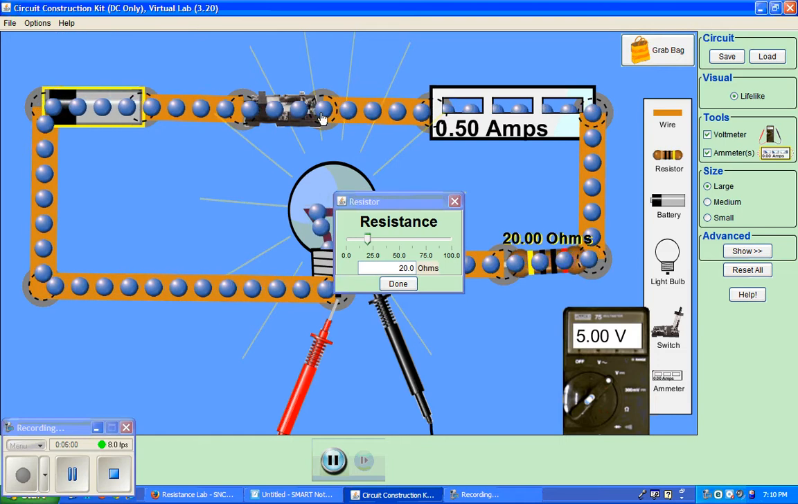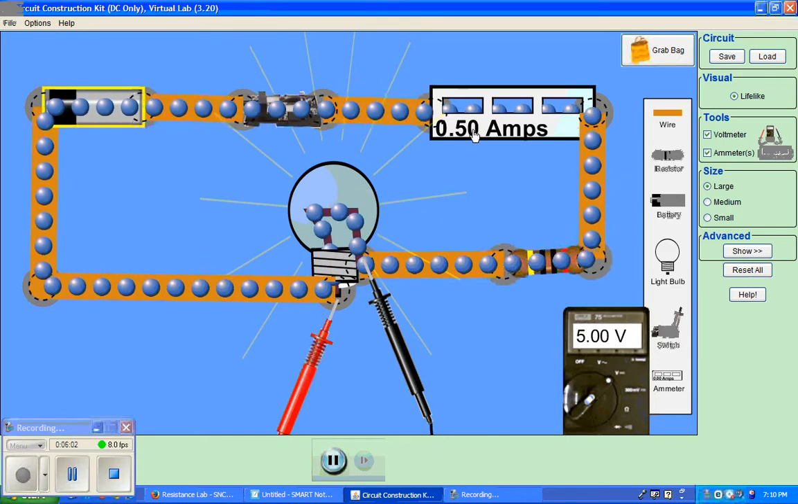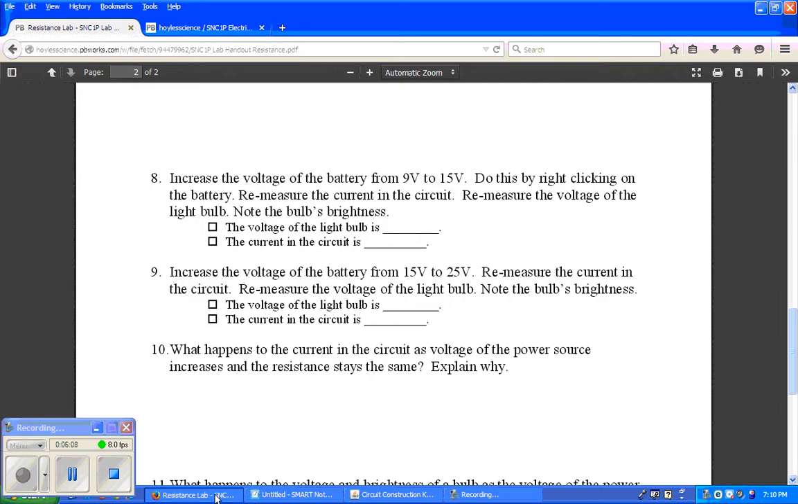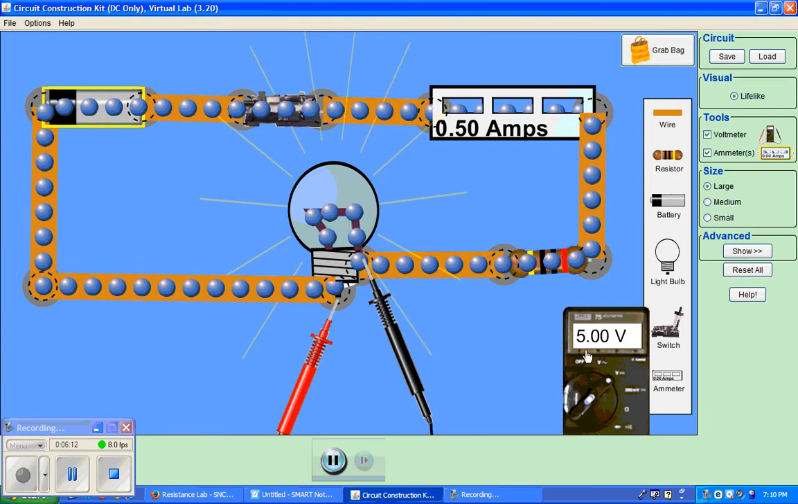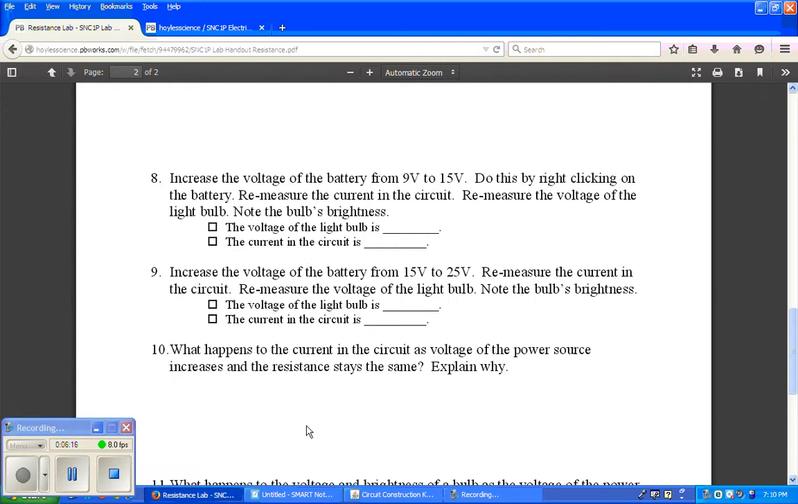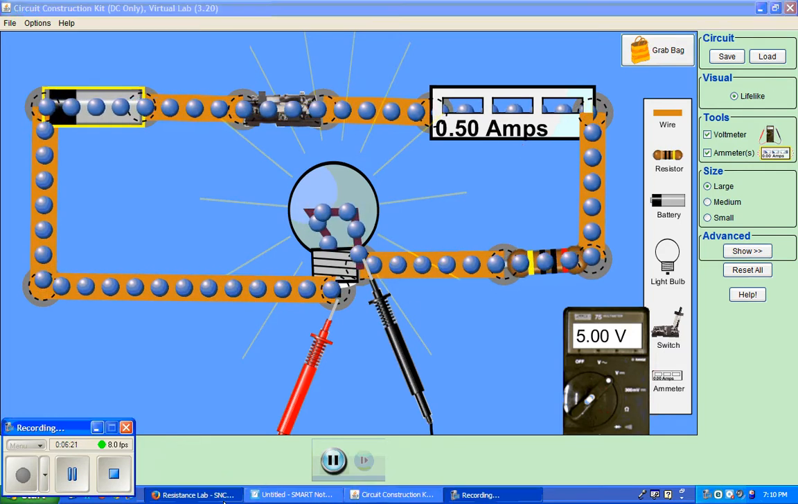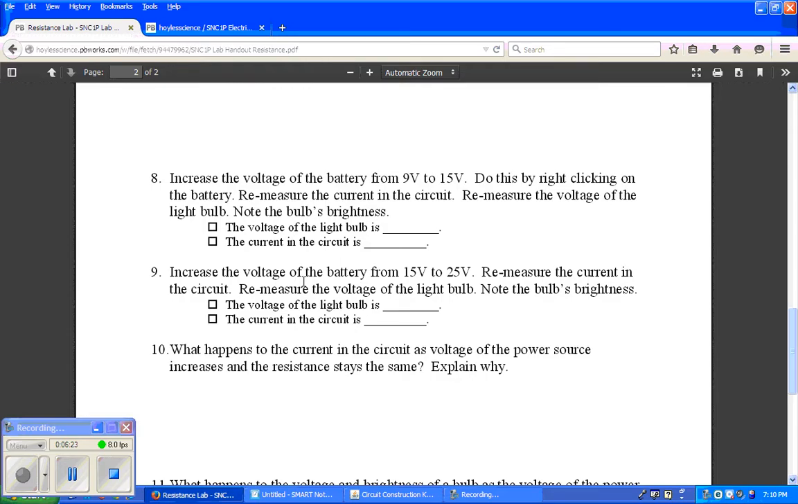All right. Our current has gone up to 0.5, and the bulb has gotten brighter, and the voltage right here for the bulb has gone up as well. So the voltage of the bulb is now 5 volts. All right, you can see that there. And the current in the circuit is now 0.5 amps. It's gone up.